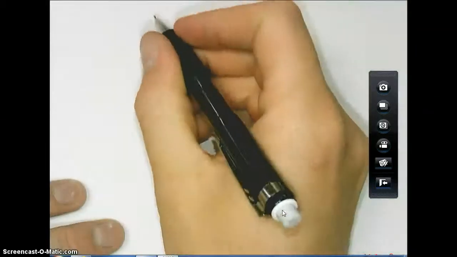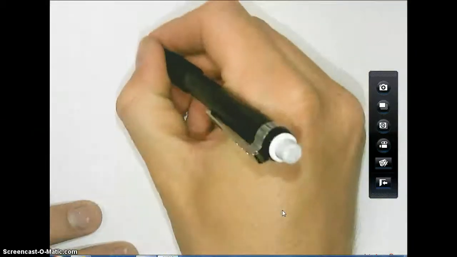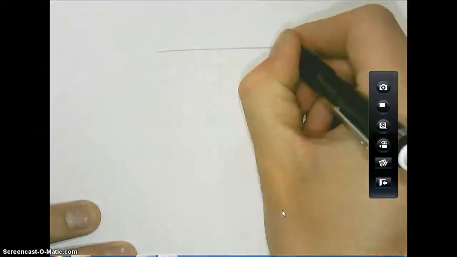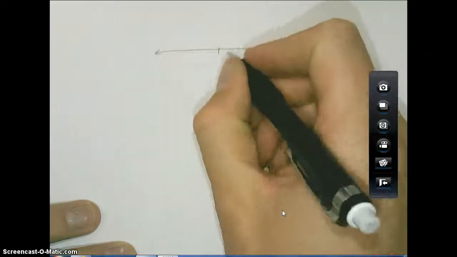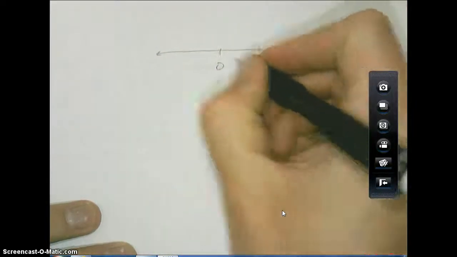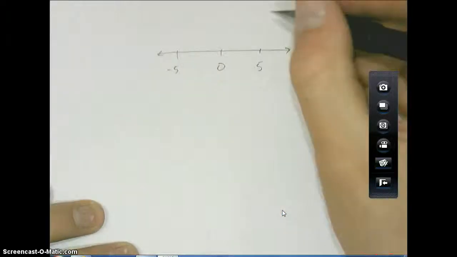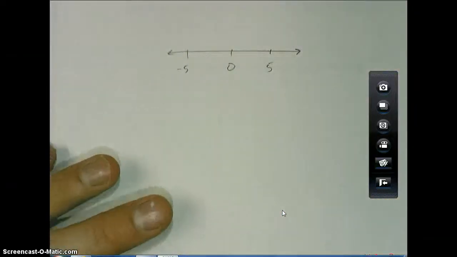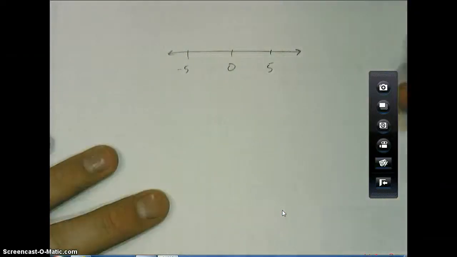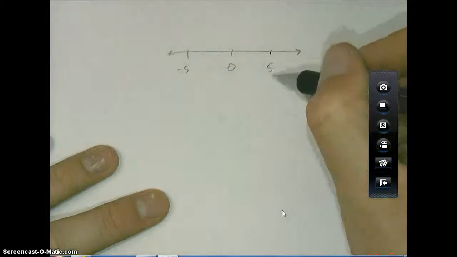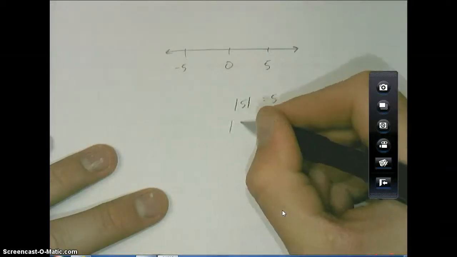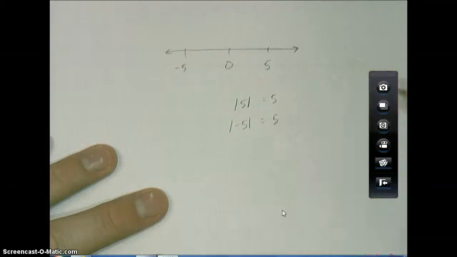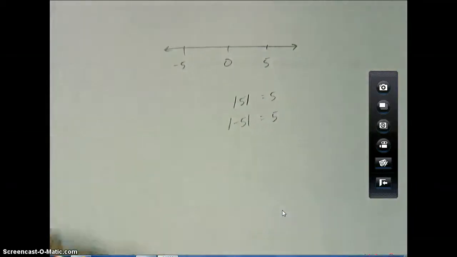And this is another elementary/middle school thing that gets people in trouble. If the absolute value is the distance from 0, so here's 0, this is 5, this is -5. In elementary school, this is about as far as you go. In middle school, this is about as far as you go. You say, what's the absolute value of 5? It's 5. What's the absolute value of -5? It's 5. So what happens is you get confused with that negative.